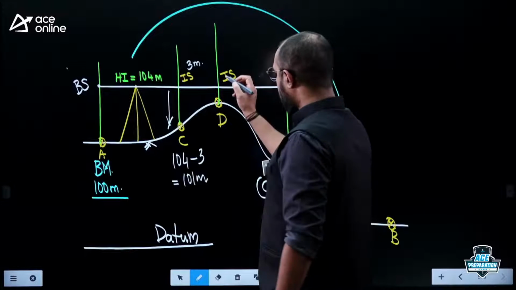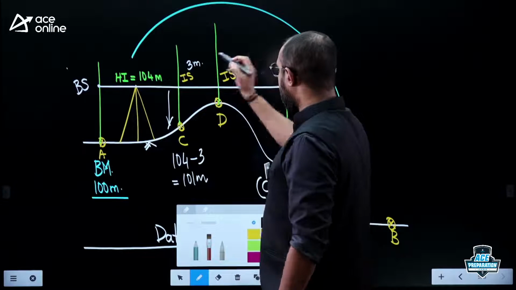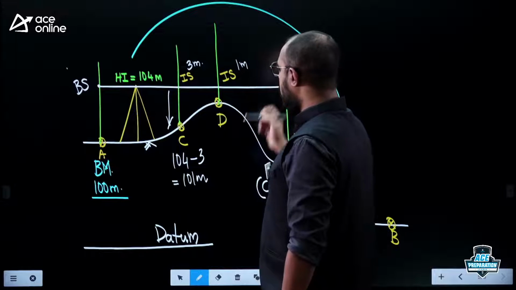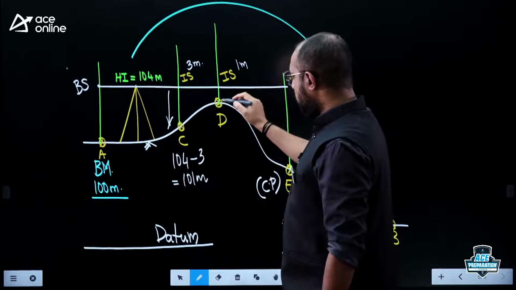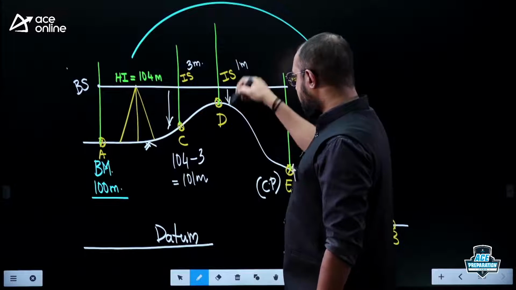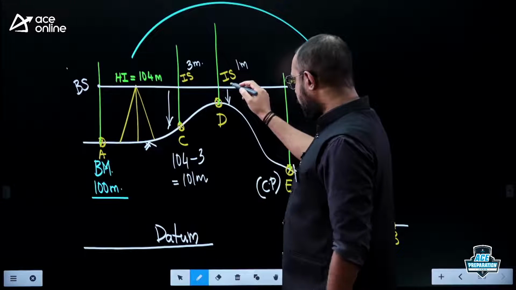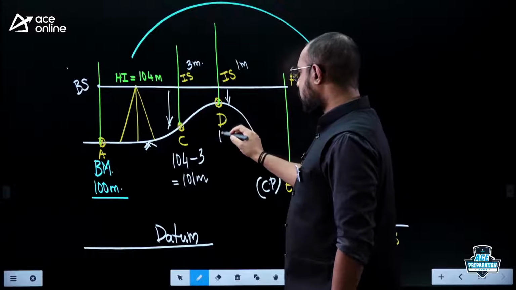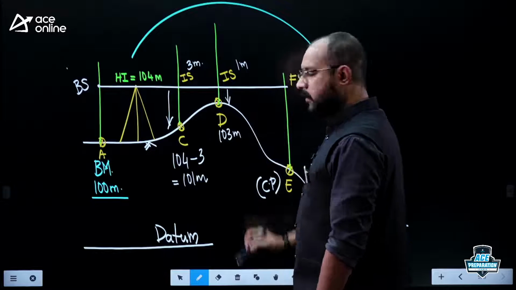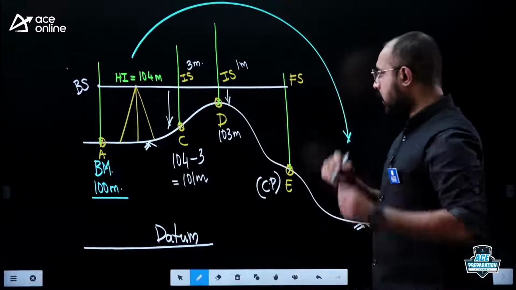Similarly, what if I say that this intermediate sight reading I got is equal to 1 meter, which means my point D is where? 1 meter below that height of the instrument, or that line of sight. So from 104, I am coming down by 1 meter. What is the reduced level here? 103 meter.